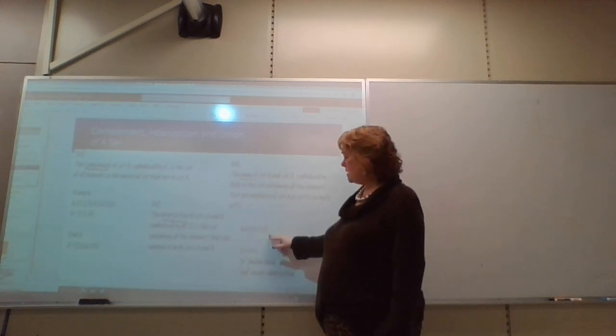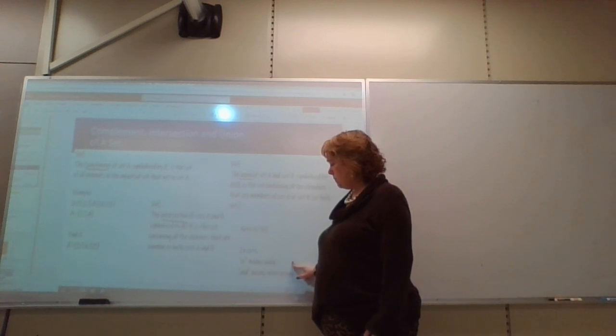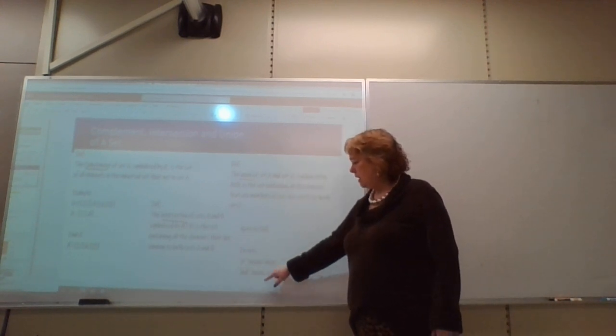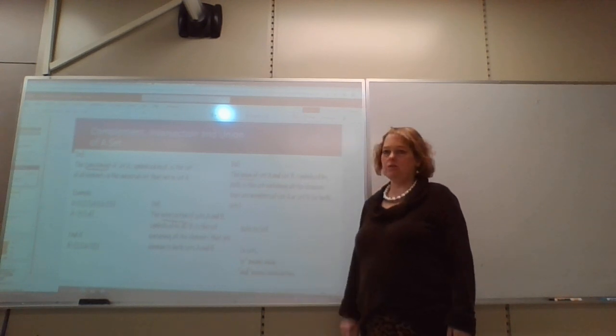Okay, also, make note to self, you'll be using this later on. In sets, the word or is going to mean union, and the word and is going to mean intersection.